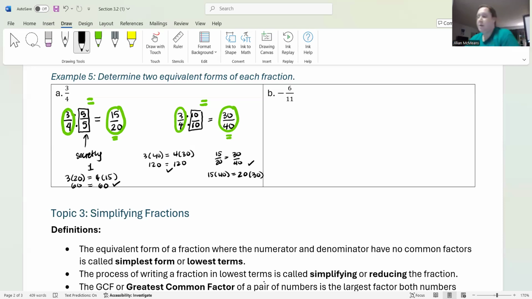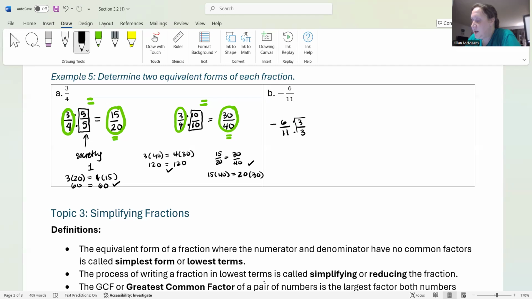Let's look at the next example. So for part B, we do have a negative fraction, and I don't want you to get too bent out of shape about negative fractions. If a fraction is negative, all of its equivalent forms would also have to be negative, okay? So we're going to take -6/11 and we want to multiply by any natural number. You could literally pick any natural number, and keep just getting equivalent form after equivalent form. But let's say for the sake of this one, let's multiply top and bottom by 3, okay? I pulled it out of thin air.